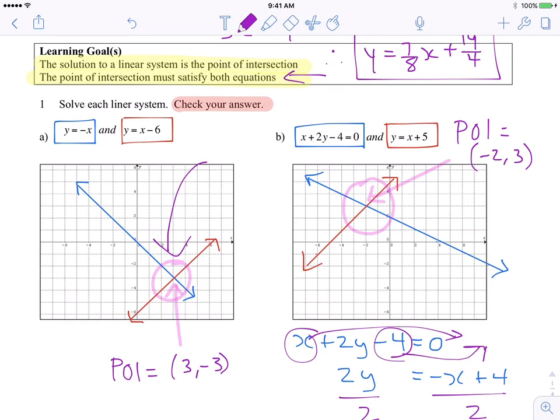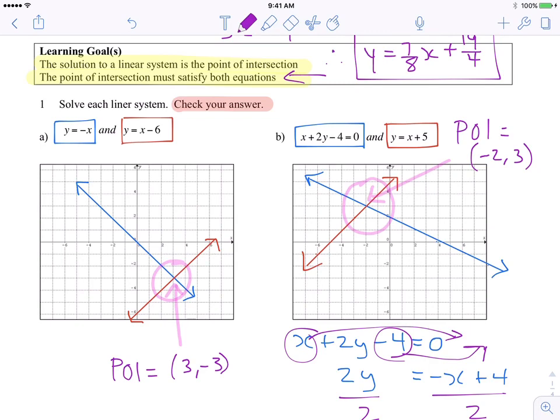if you look there, these two lines cross at the point of intersection of 3, -3. That means that coordinate 3, -3 must be on both lines. It has to be on the blue line and the red line. So in order to confirm that, what we must do is sub that coordinate into both equations to make sure that it satisfies, or that left side equal right side. And I'll show you what I mean in a second.